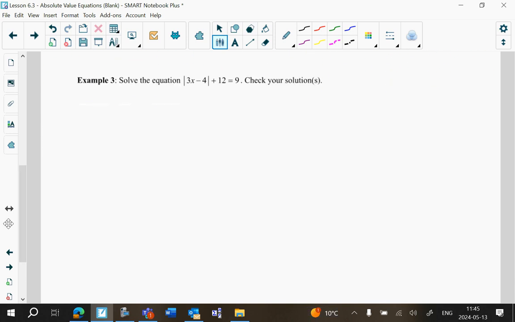What do you think you'd do with this one first? Make it 2 equations, but don't we want the absolute value by itself? Move the 12 over first. Get the absolute value expression by itself before you make your 2 equations. Now you're ready to make your 2 equations.